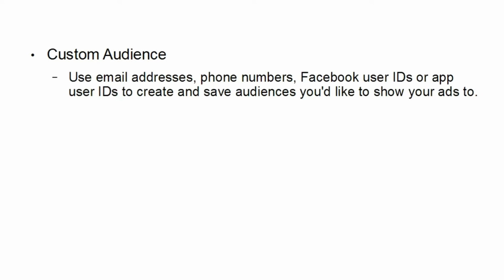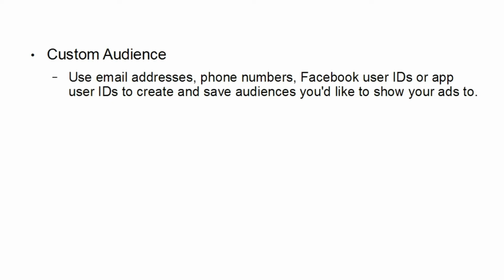Okay, now let's look at the different targeting options that Facebook has, because they do have quite a few, and the targeting option that you're going to choose is largely going to be dependent, of course, on what your product or service is. Now, you can create a custom audience if you want. You can use email addresses, phone numbers, Facebook user IDs or app user IDs to create and save addresses that you'd like to show your ads to. So you can make sure that only people who you've specifically selected will actually get to see your ad.